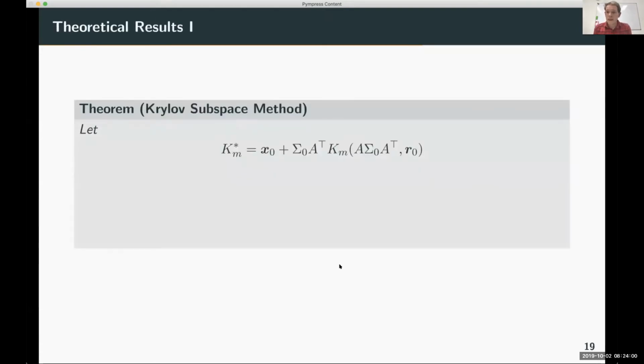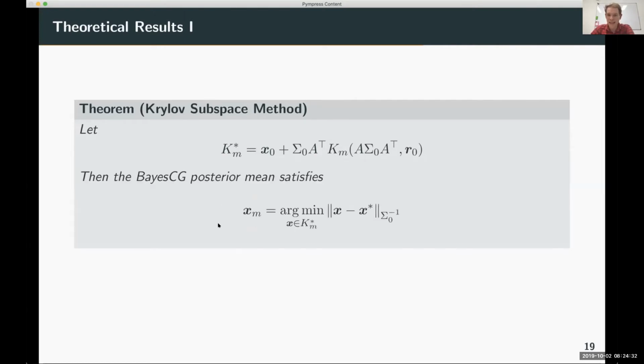So we also have some theoretical results which mirror the theoretical results that we saw earlier for the conjugate gradient method. The first theoretical result concerns an interpretation of the posterior mean as having optimality properties in a particular affine space related to a Krylov subspace. So now if I take the Krylov subspace Km, the mth order Krylov subspace generated by the matrix A sigma naught A transpose and the vector R naught, I rotate it by sigma naught A transpose and then I shift it by X0, and I let that be Km star.